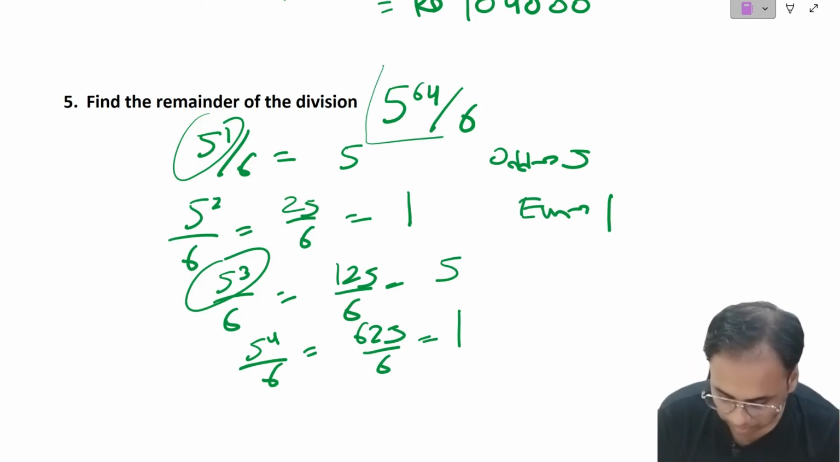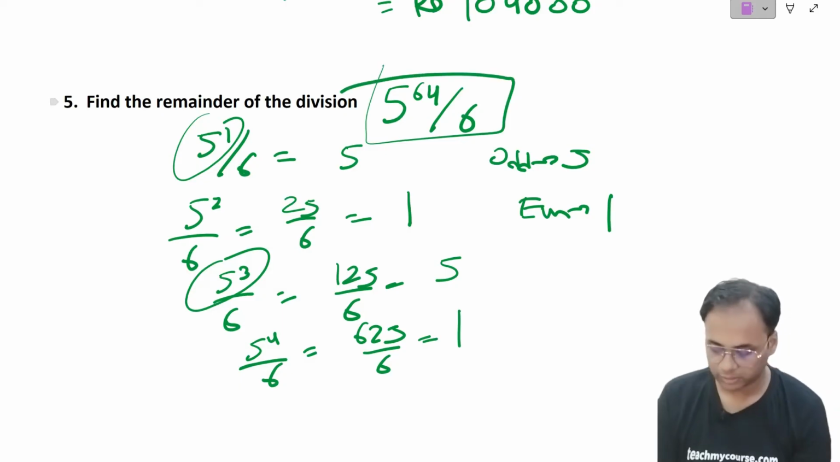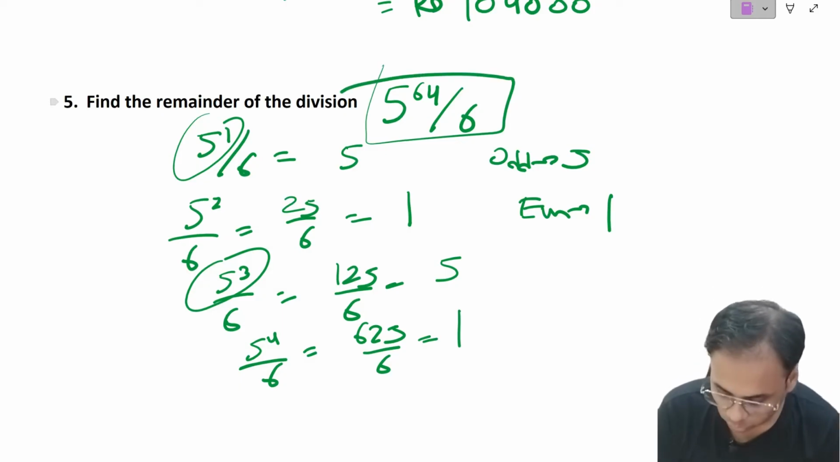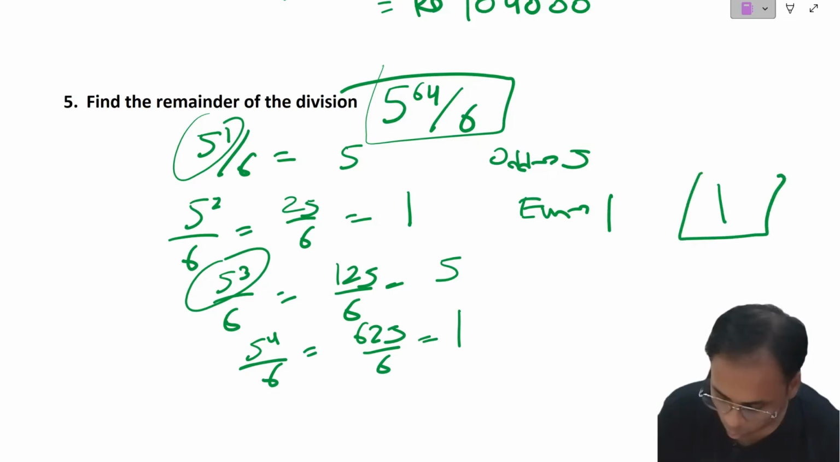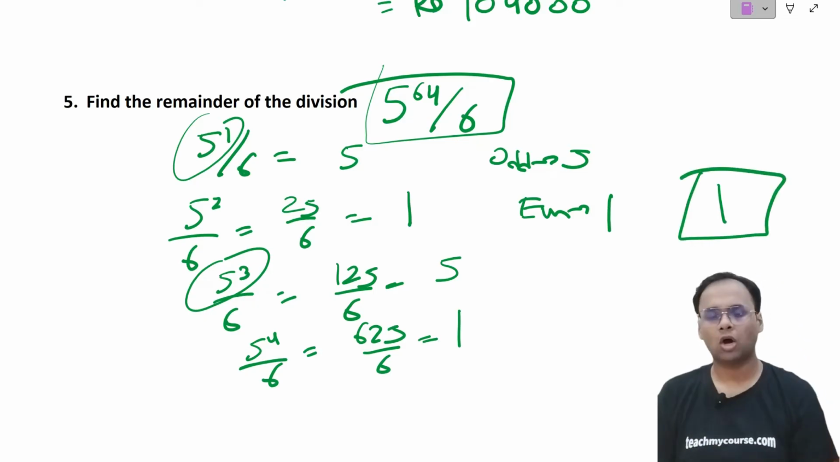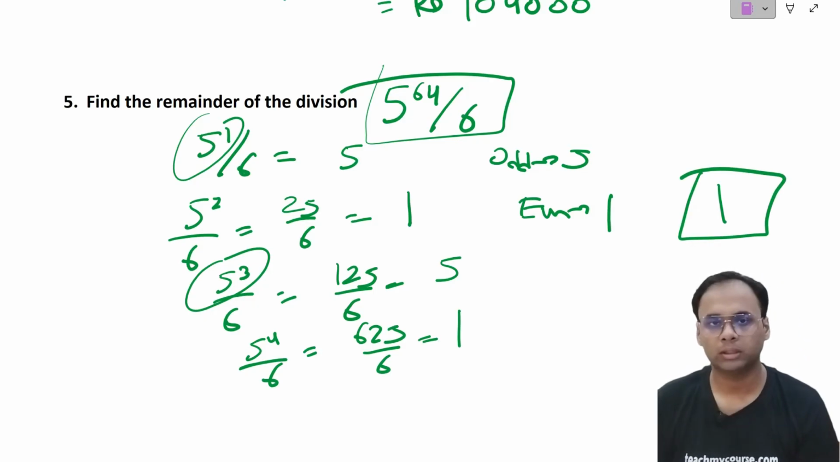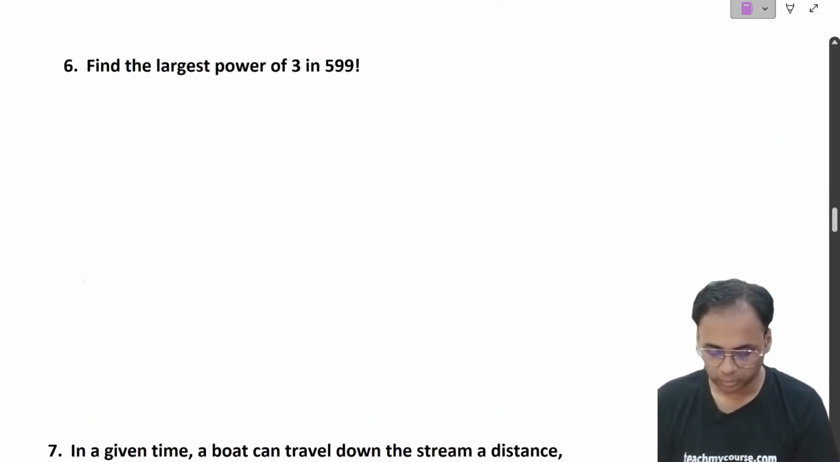Coming to the question, it is 5 raised to the power 64 divided by 6. It is an even power. So the answer for the remainder is 1. So 1 is the answer. This is how we simply solve it using the pattern technique. Let us move to the next question.